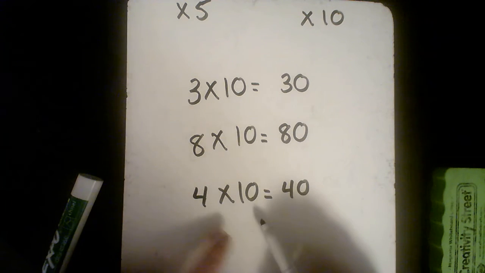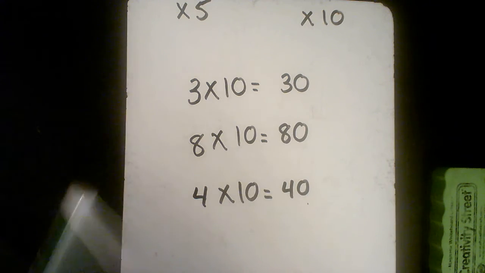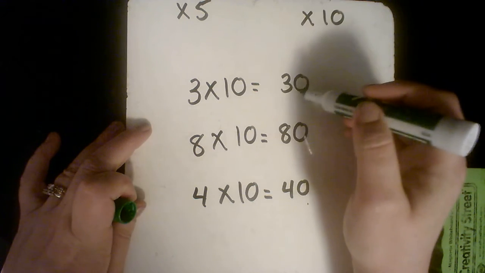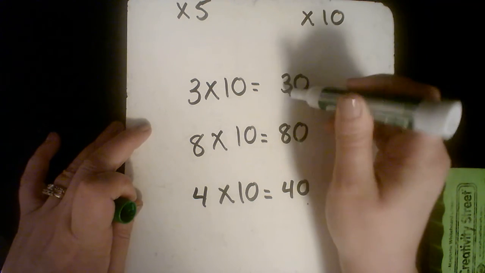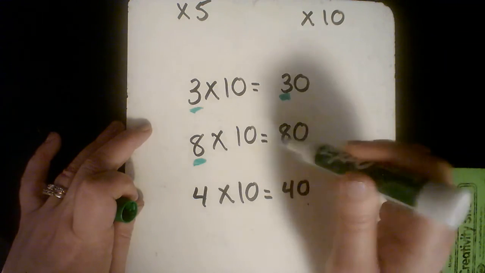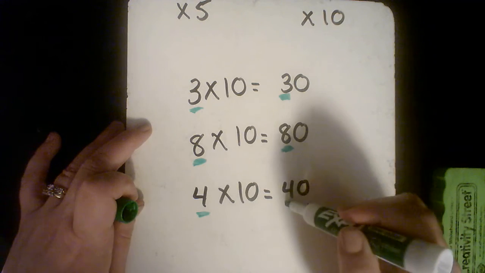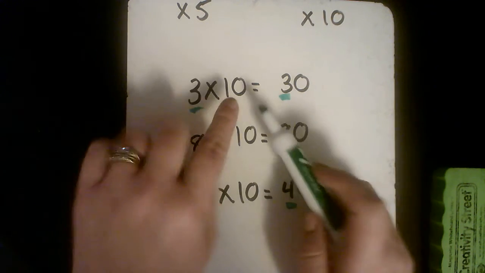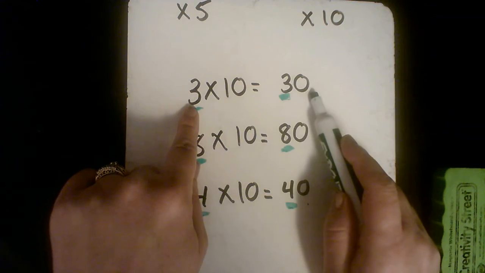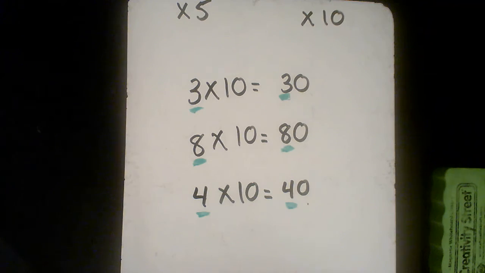But I want you to notice another pattern that we're seeing. When it was 3 groups of 10, my answer was 30. So here's my 3. When it was 8 groups of 10, the answer was 80. 4 and 4. So when we're multiplying by 10, we take the other factor and put a 0 with it, and that's going to be our answer.